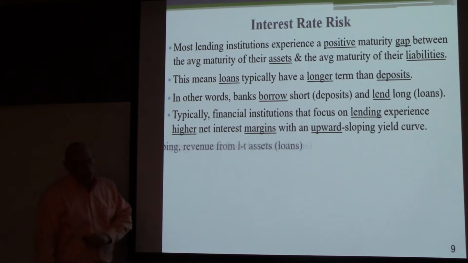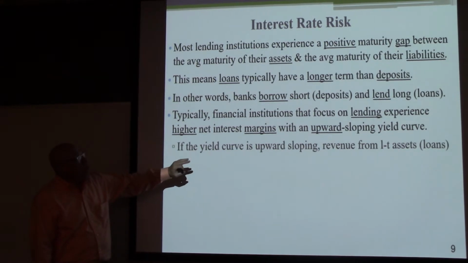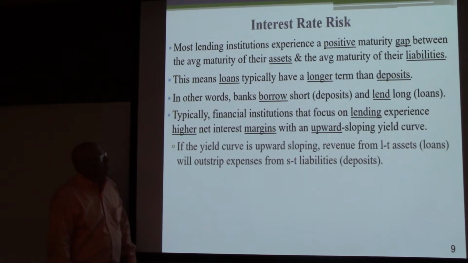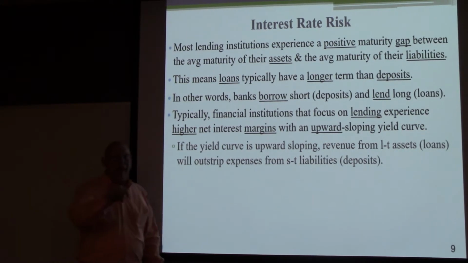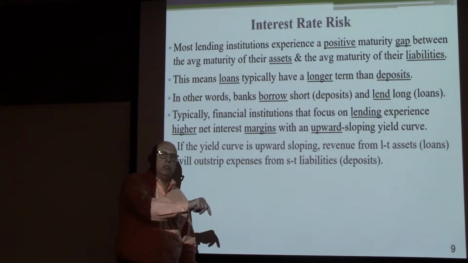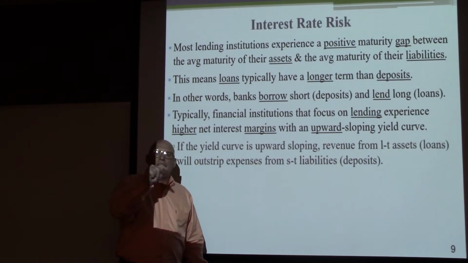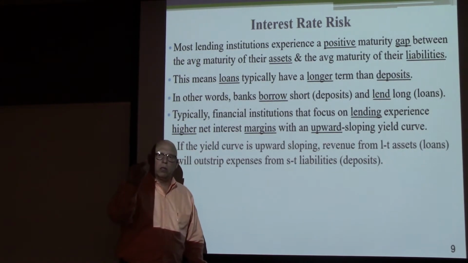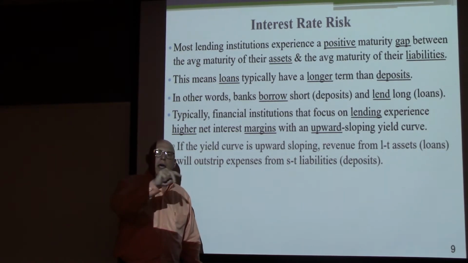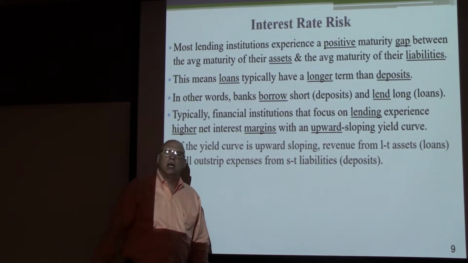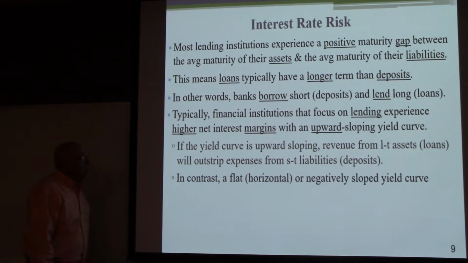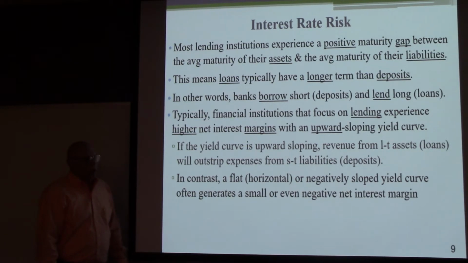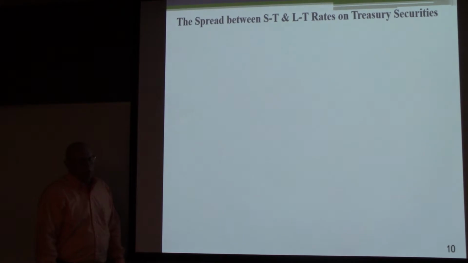Why? Well, if the yield curve is upward sloping, revenue from long-term assets, which is loans, will outstrip expenses from short-term liabilities, which is deposits. Remember, banks pay short-term rates on deposits, but they charge long-term rates on loans. And the spread between long-term rates that they get on loans and short-term rates which they pay on deposits is their profit margin. Okay? In contrast, a flat or negatively sloped yield curve often generates a small or even negative net interest margin. Okay?